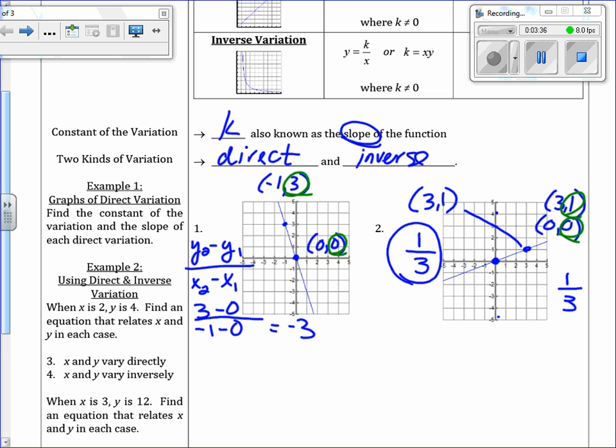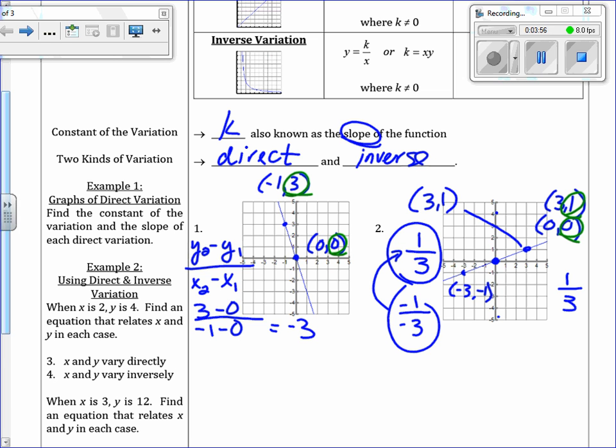Let's look at another point. I have negative 3, negative 1. Y over x, negative 1 over negative 3. Again, it becomes positive 1/3. So it would work. You might have to reduce it, but it would certainly work.